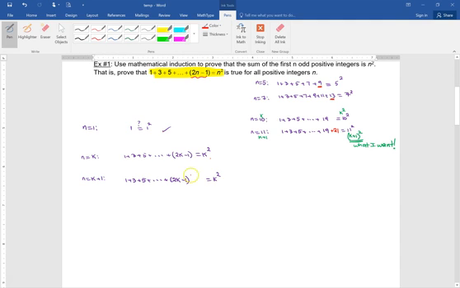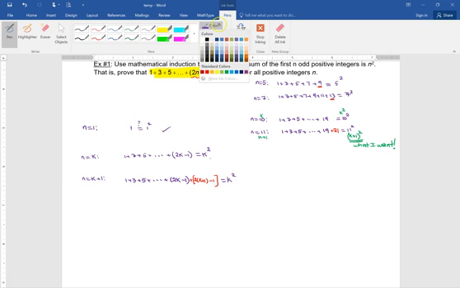Is it k plus 1? What's the last term always? 2 times, he hit it right there. What is it? 2 times k plus 1 minus 1. I don't have enough room. Okay, so all I added is that last term.